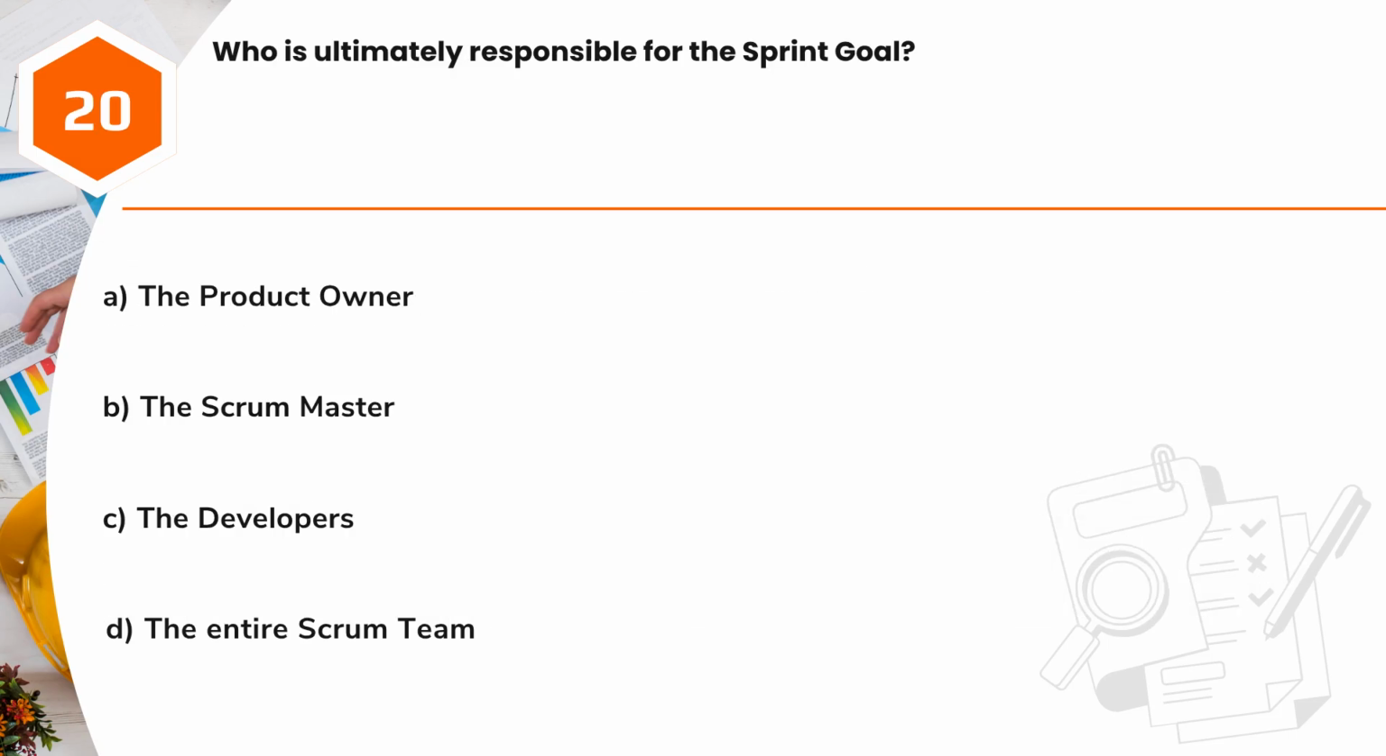Question 20. Who is ultimately responsible for the sprint goal? A. The product owner. B. The Scrum Master. C. The developers. D. The entire Scrum team.